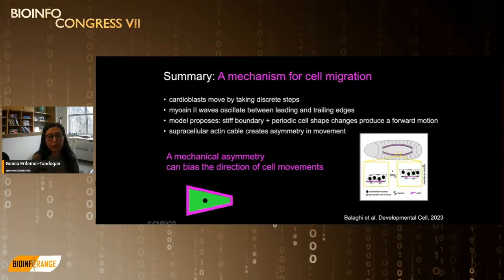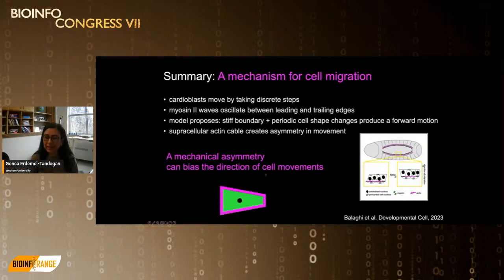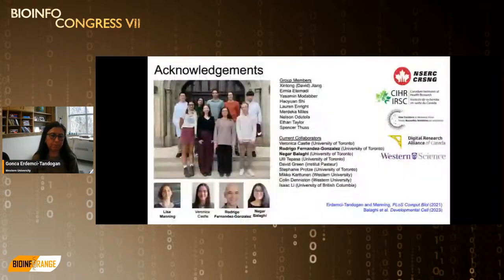And this is just a cartoon summarizing the story that I told you, but there's more to that, as we are blocking the myosin accumulation, and also doing laser cuts to stop the motion, and more of that is in this paper.